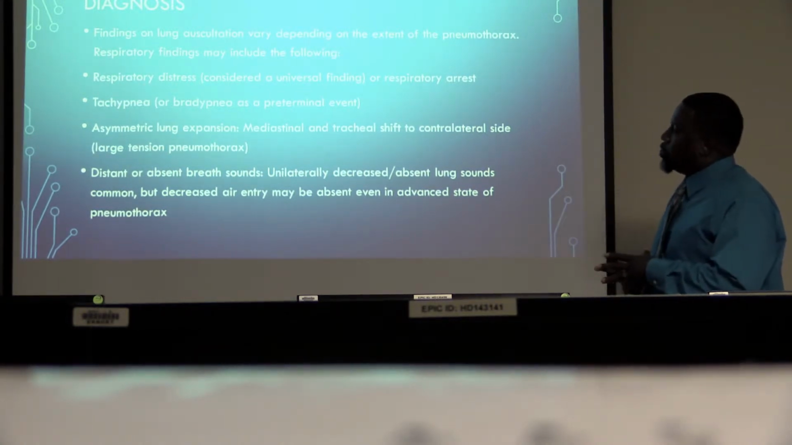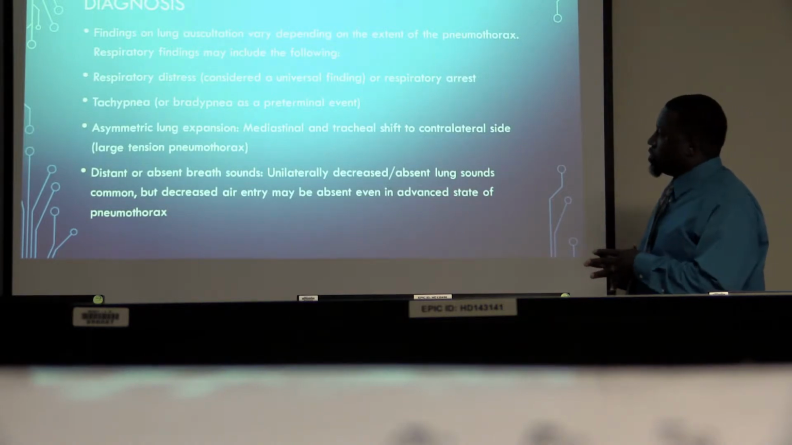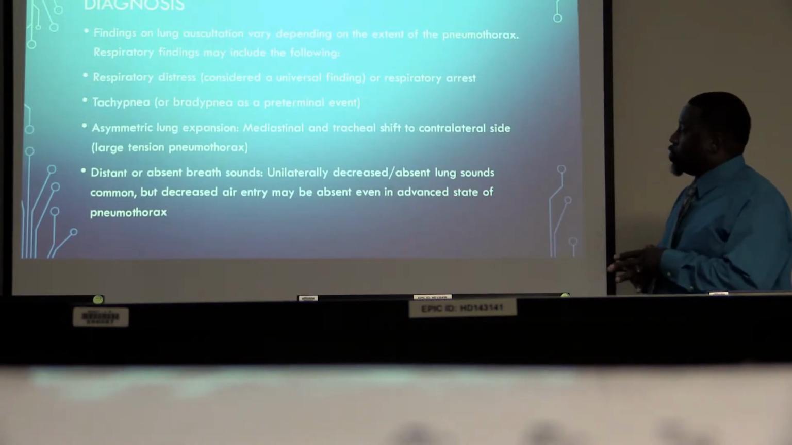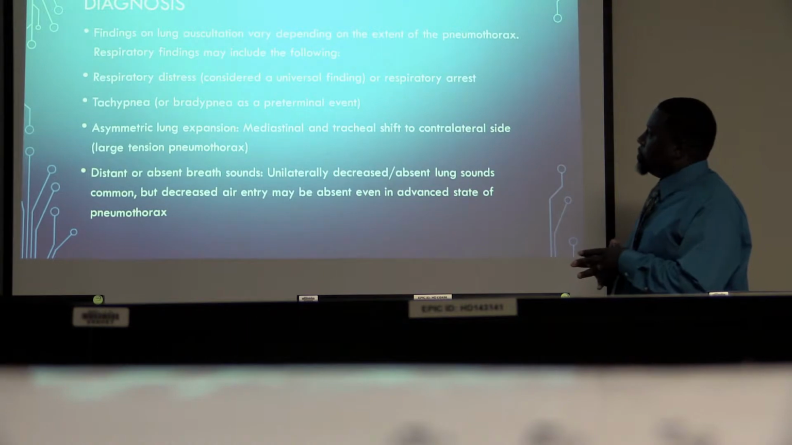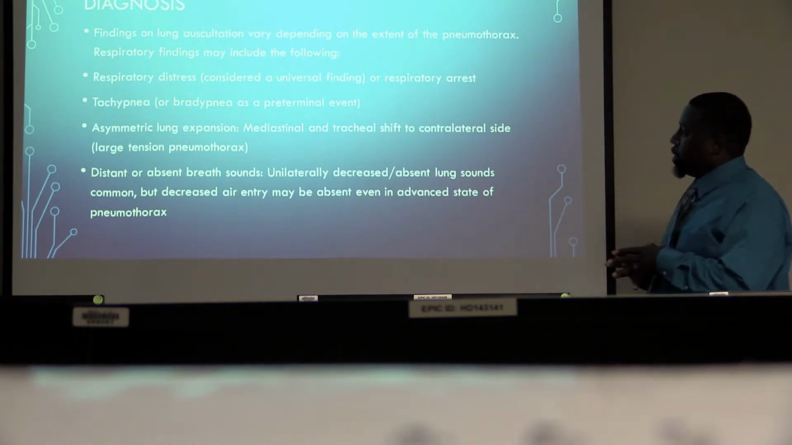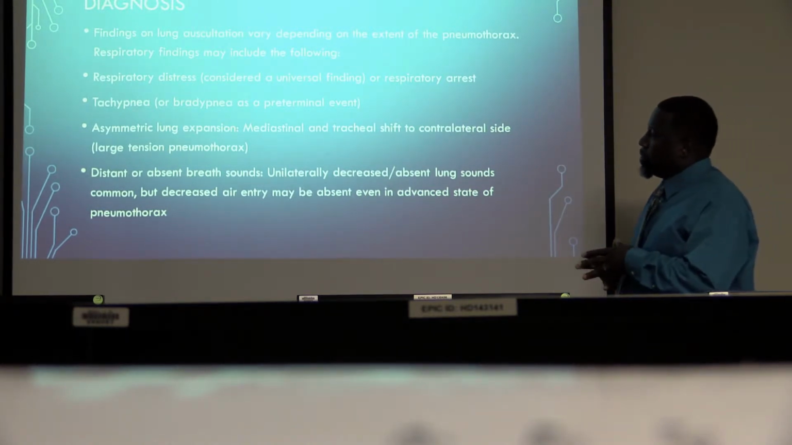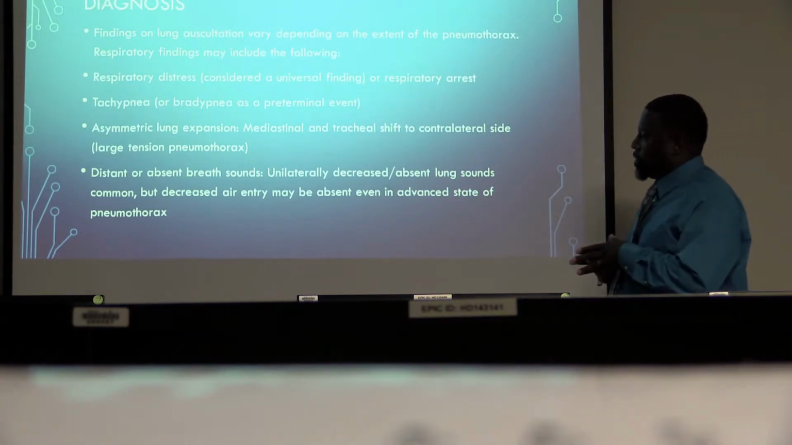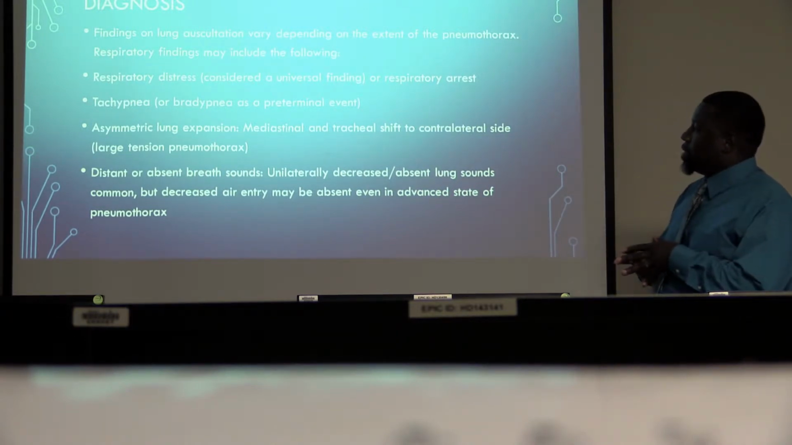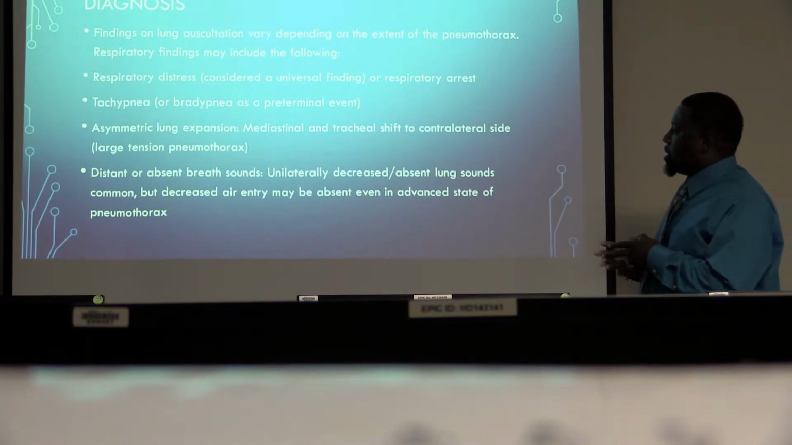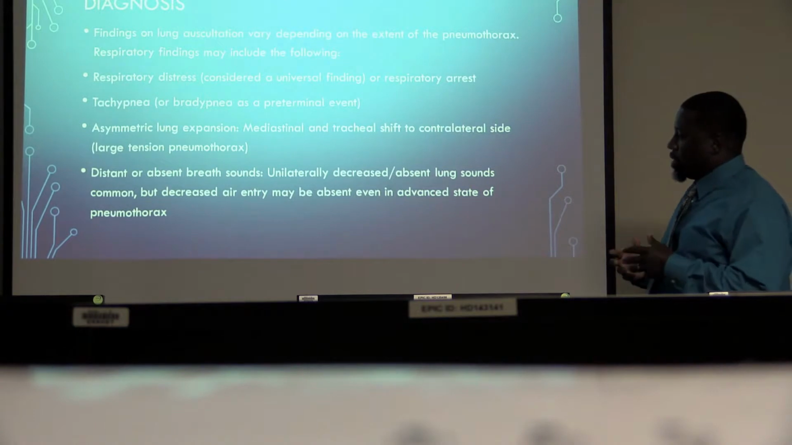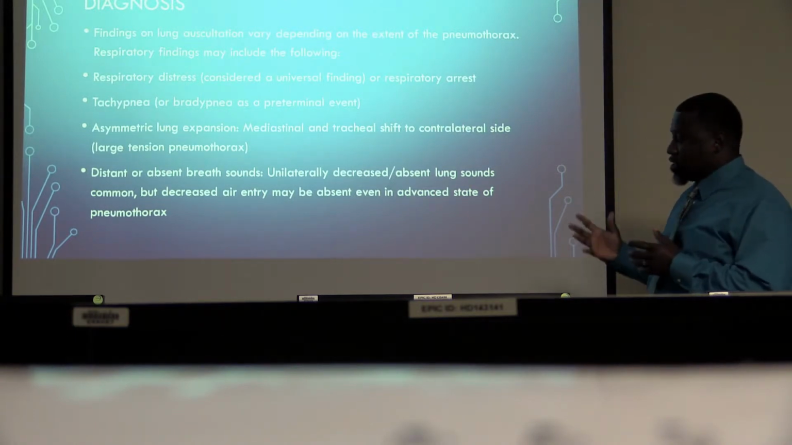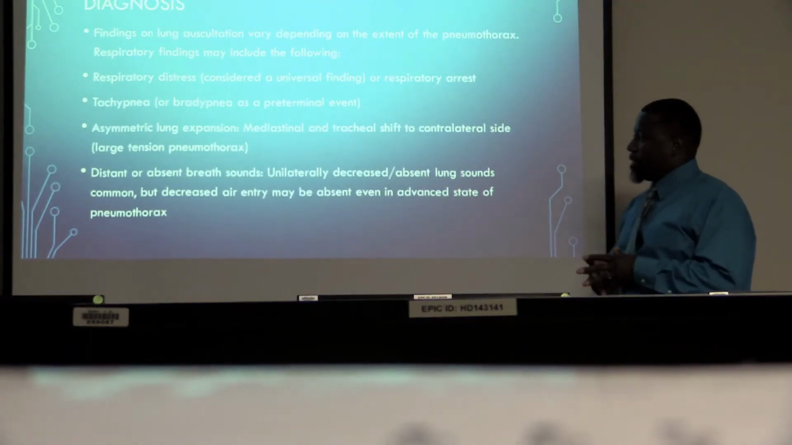Respiratory findings may include the following: respiratory distress, considered a universal finding in pneumothorax, or respiratory arrest. Tachypnea or bradypnea as a pre-terminal event. Asymmetric lung expansion, mediastinal and tracheal shift to the contralateral side, which in the large pneumothorax is what I showed on the image prior to this.